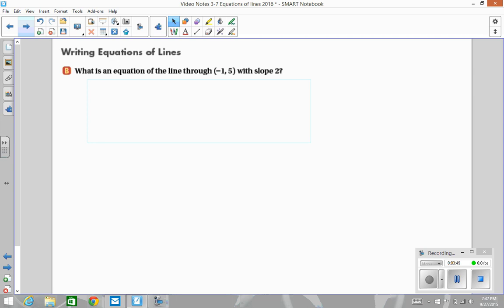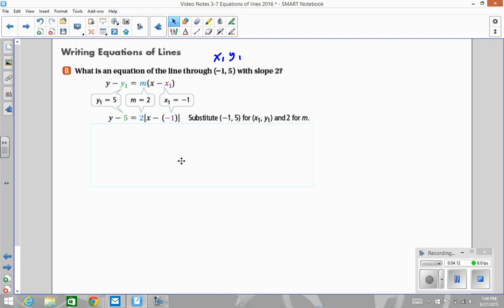All right, so we want to write an equation of a line given a point and a slope. So if I'm given a point and a slope, I want to use my point-slope form. So if I label these x1, y1, so I put them in the right place. First I take my point-slope form. I'm going to plug those numbers in. My y1 was 5, my m was 2, my x1 was -1, and so when I plug this in, I get this. All right, and so then I have to simplify that information.